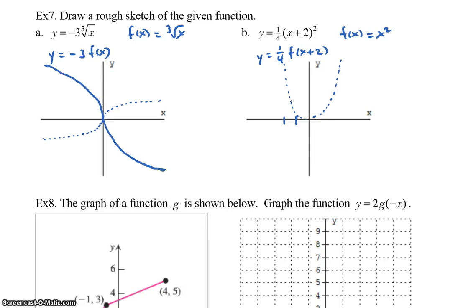The 1/4 is a vertical shrink factor. That's because we're multiplying. And I just recognized that there's no, oh no, I'm sorry, that's not necessary. Never mind.